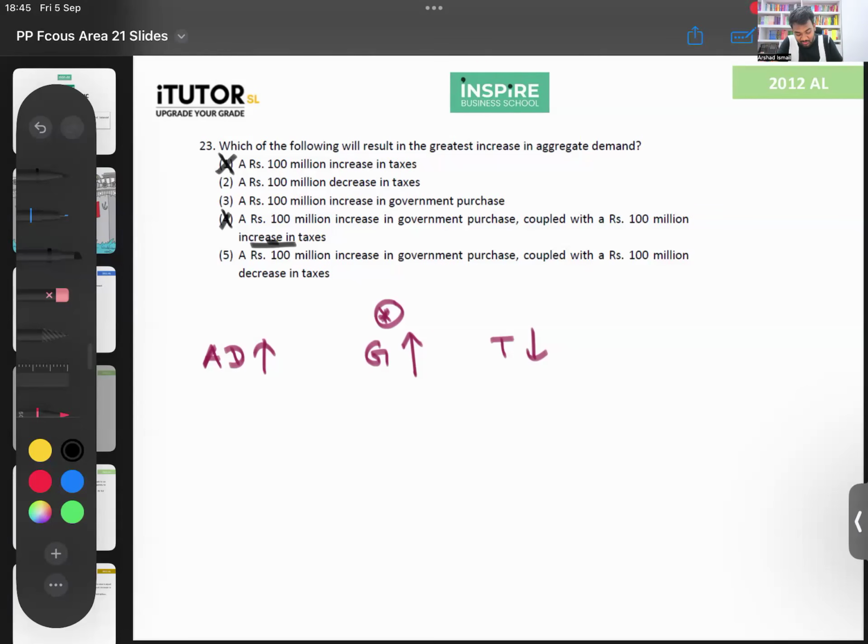Answer number 2 is saying reduce taxes. Answer number 3 is saying increase government spending. Answer number 5 is saying do both of it. They're asking which one will have the greatest impact, so the greatest impact will be number 5. In addition to increasing government spending, if you also reduce taxes, that will have the biggest impact. So your correct answer will be number 5. These are not difficult questions.